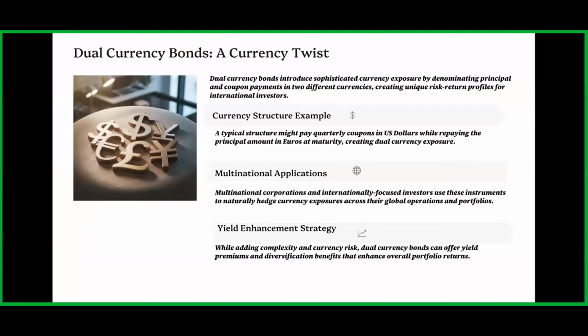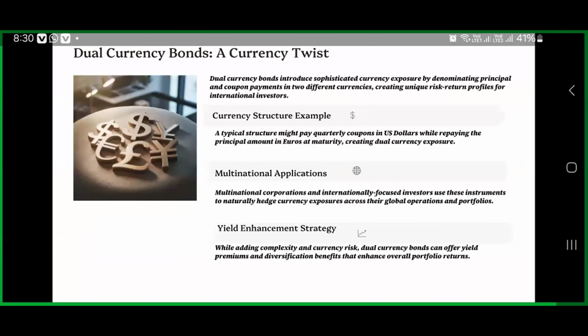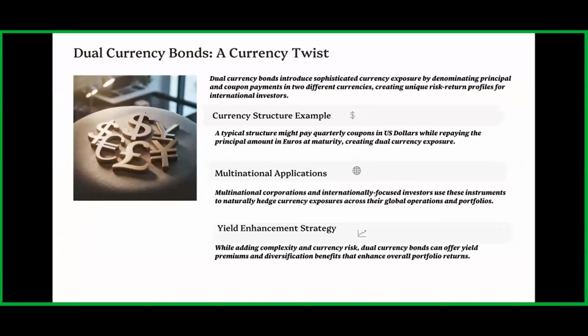Now the next type of bond is called the dual currency bond. The dual currency bond introduces sophisticated currency exposure by denominating the principal and coupon payments in two different currencies, creating a unique risk return profile for the international investor.